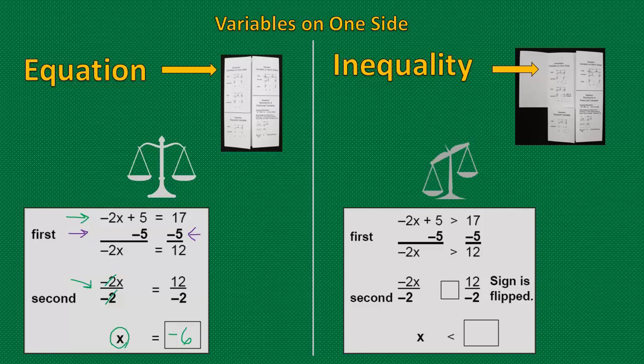On the right side of the page, we have an inequality, which is very similar to the equation that we just worked. Inequality means that it's not equal. And again, it is greater than. Negative 2x plus 5 is greater than 17. Our first step will be to subtract the 5. That leaves us with negative 2x is greater than 12.